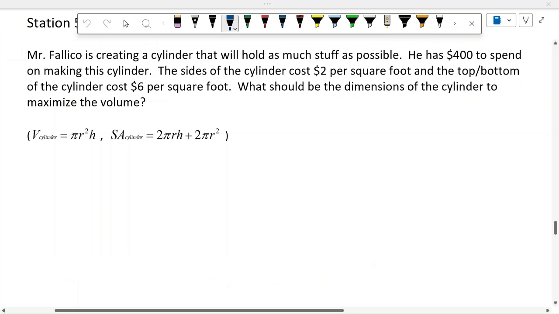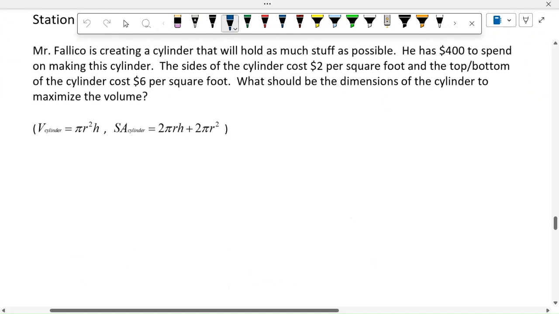A cylinder that will hold as much stuff as possible. He has $400 to spend on making this cylinder. The sides of the cylinder cost $2 per square foot, and the top and bottom of the cylinder cost $6 per square foot. What should be the dimensions of the cylinder to maximize the volume?